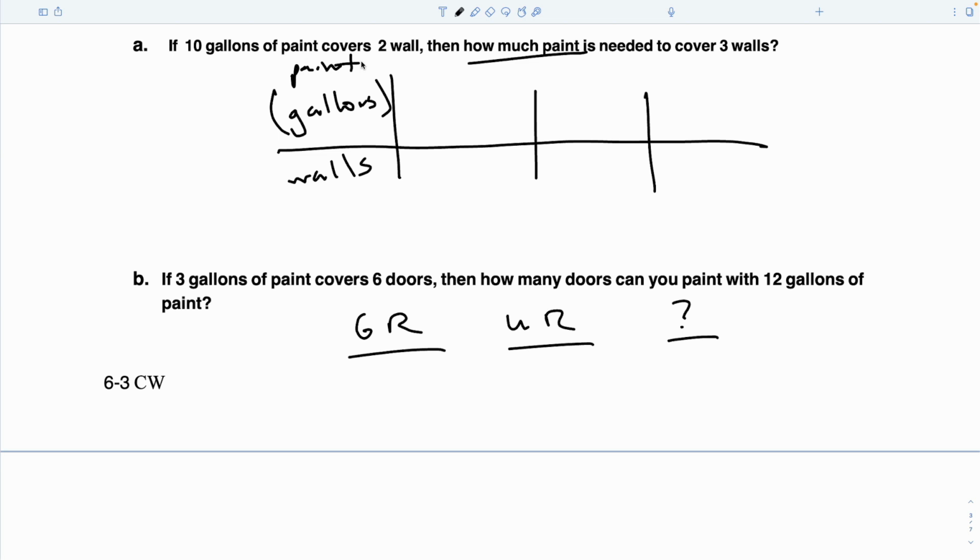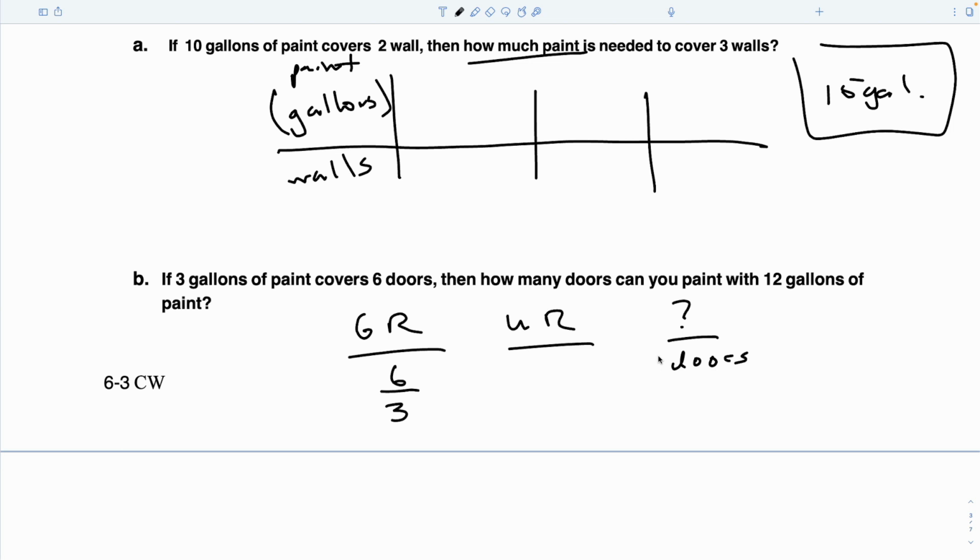Give me the answer for A if you're done, Logan. $15. Agree with that? Silent, yes. And answer for B if you're done, Avery. Let's see what we got. 6 doors. You want to find the doors. Avery, do you agree with 24? 12 times 2? Okay. I think that would work too. 24 doors.